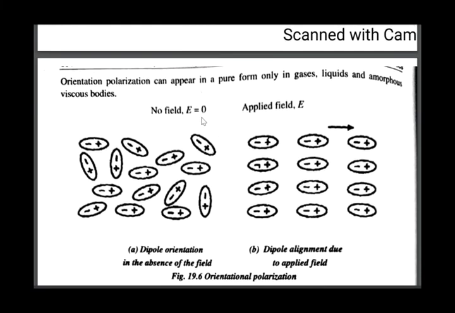Now this is no field, that means electric field is zero. This is how orientation of the dipoles, initially it will be at random. So once the field is applied, all the dipoles will align regularly so that the positive end will be on one side, negative on the other side, and even their individual dipole moments will be parallel to each other. This is how orientational polarization occurs in certain dielectrics when the field is applied.